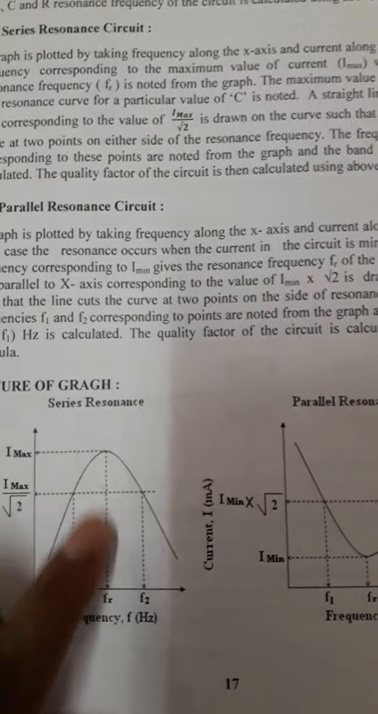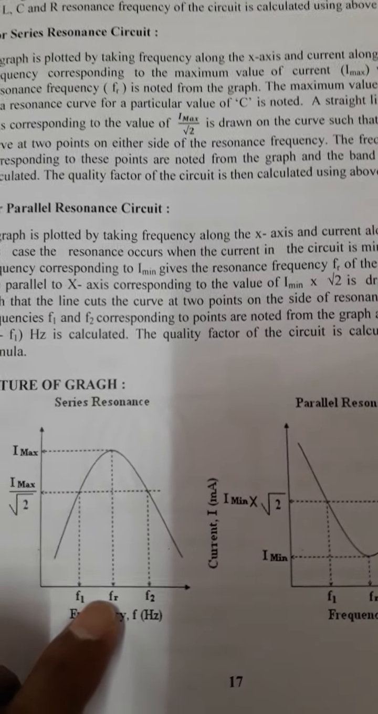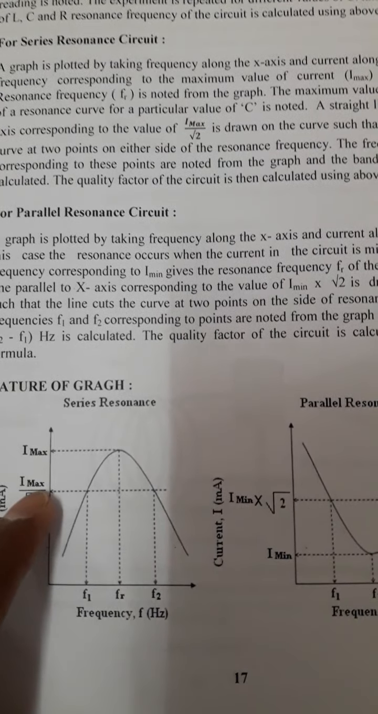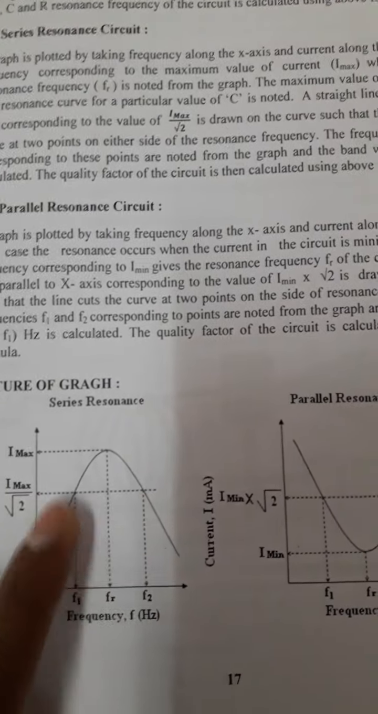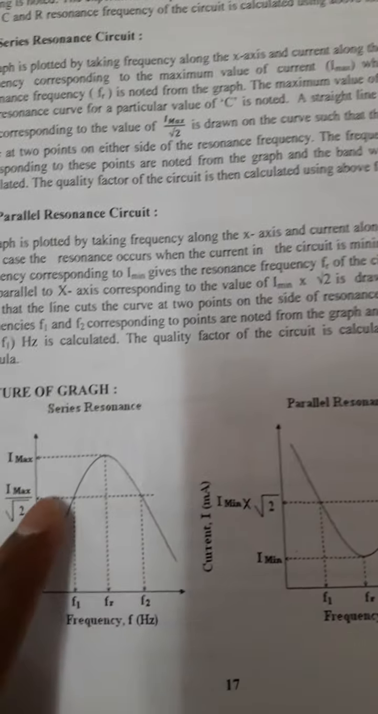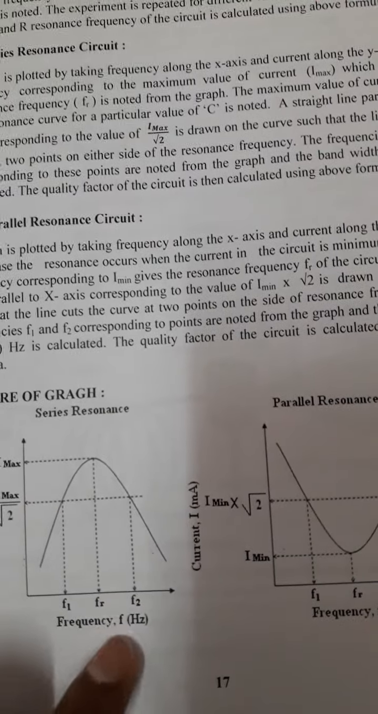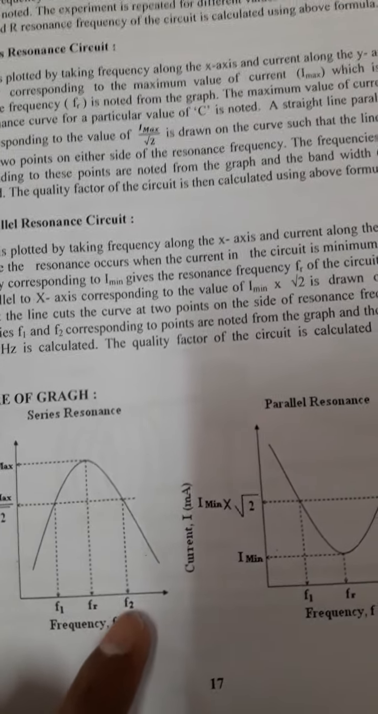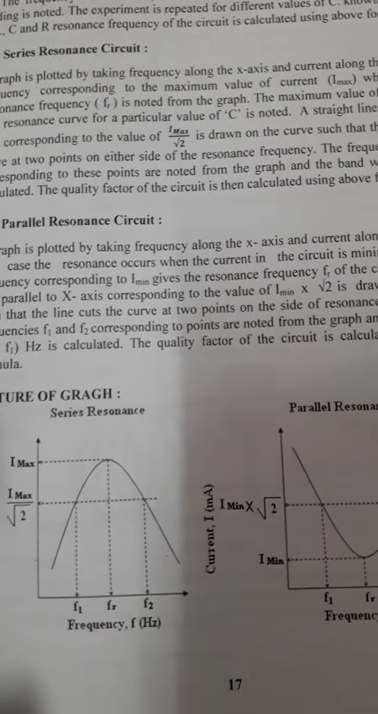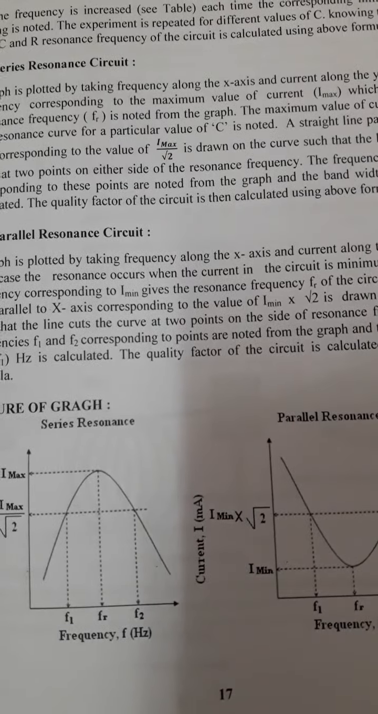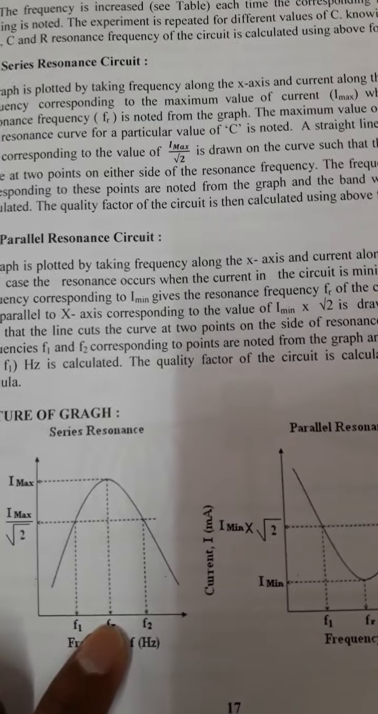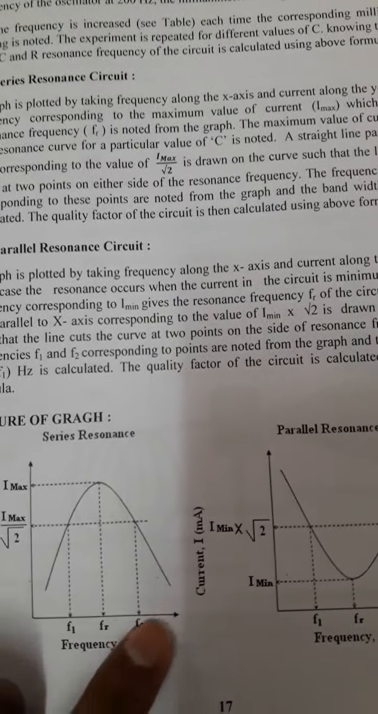The maximum current corresponding frequency gives the resonance frequency. Then when we calculate I maximum divided by 2, we get some value. When we draw a line parallel to the x-axis at that value, that line cuts the curve at two points, on either side of the resonance frequency. These are represented by F1 and F2. So F2 minus F1 gives the bandwidth. Then we calculate the quality factor: the resonance frequency Fr divided by the bandwidth F2 minus F1.